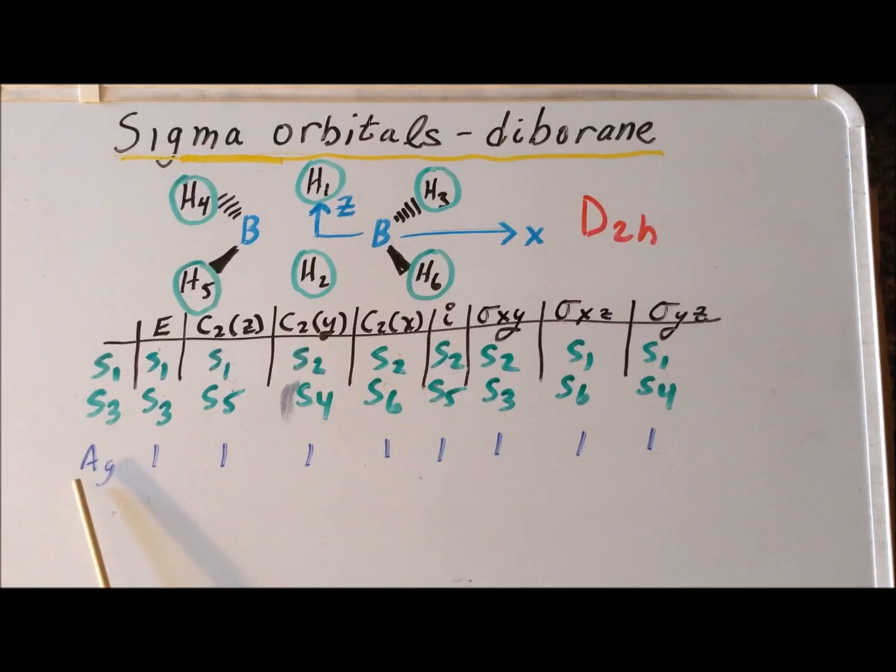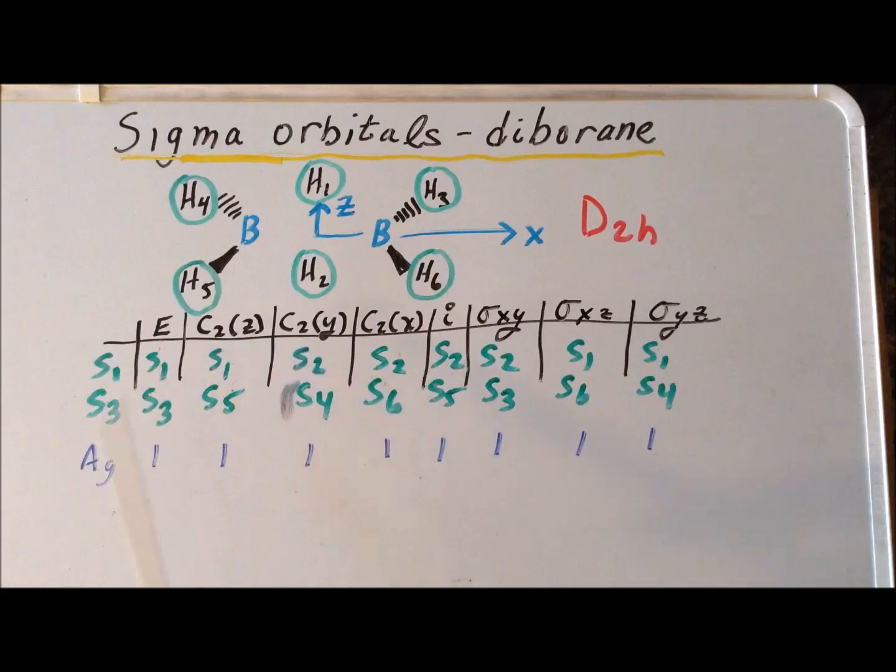So we found that there were two Ag. What we need to do here is multiply each character that we have in the table by the appropriate character from the character table for D2h, and recall that Ag, being the totally symmetric representation, has all ones. And it's a little tricky here because we have two copies of Ag, and it's going to turn out that we need to handle the first row and the second row separately.